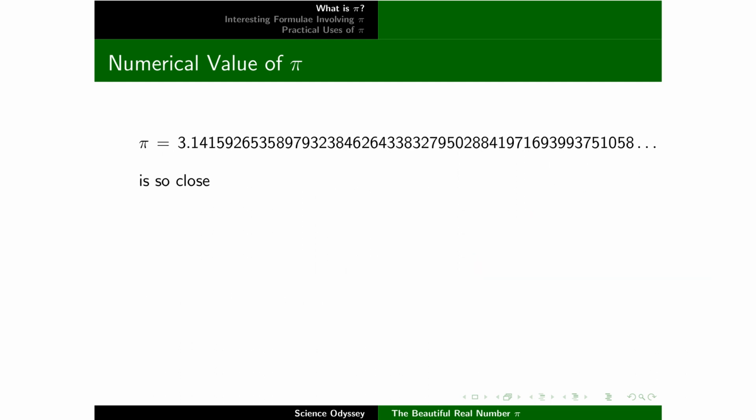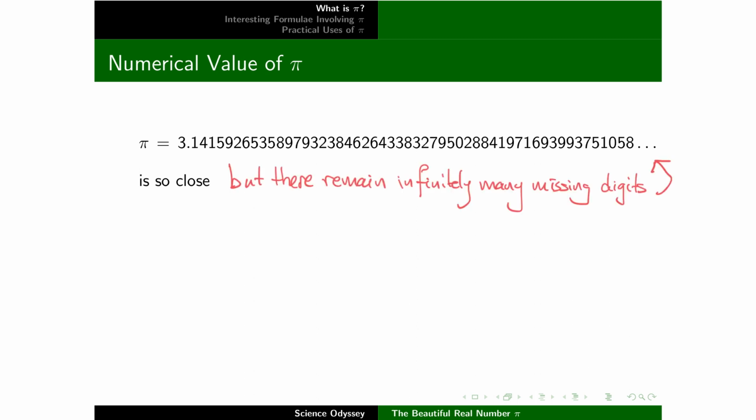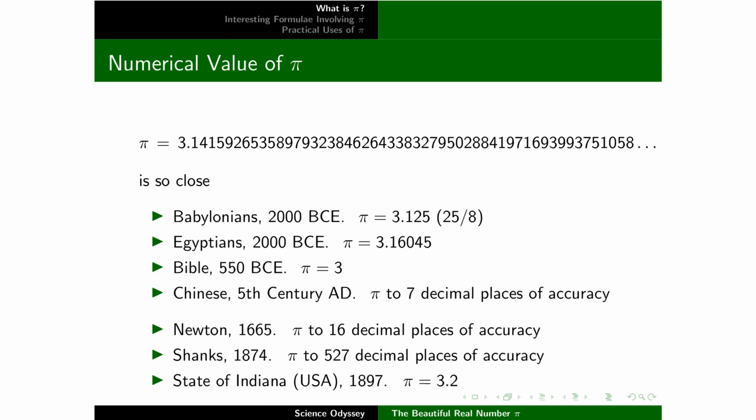And so while this expression for pi is very close, a very good approximation to pi itself, there remain infinitely many missing digits. Okay, so now let's look at some other values of pi through history.